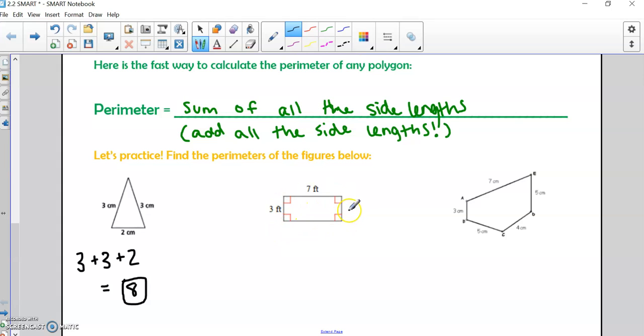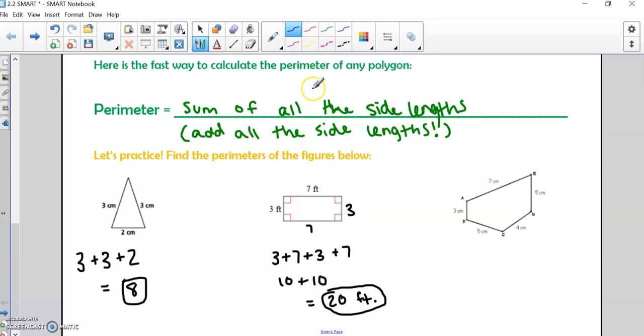Because we can tell this is a rectangle, we can assume that this side is 3, this side is 7. So we would add all of those. 3 plus 7 plus 3 plus 7. Okay, that's going to give us a total of, let's see, we got 10 here, plus another 10. We get 20. And, oh, I already made a mistake. I didn't include a unit in my first answer. So I'm going to go ahead and fix that. Even I forget sometimes.